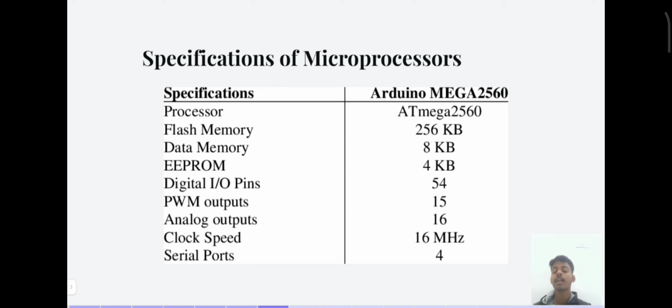Specifications of microprocessor. Here I have taken a small specification of the Arduino Mega 2560. You can see on the left part the specifications: processor is ATmega2560, flash memory is 256 KB, data memory is 8 KB, EEPROM, that is electrically erasable programmable read-only memory, is 4 KB, digital input output pins is 54, PWM outputs is 15, analog inputs is 16, clock speed will be 16 megahertz, serial ports are 4.